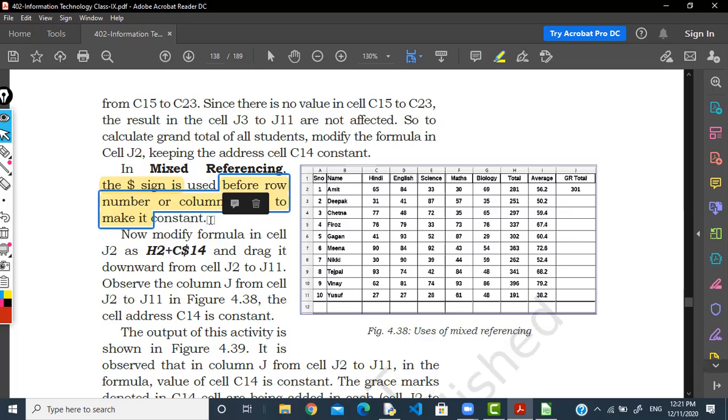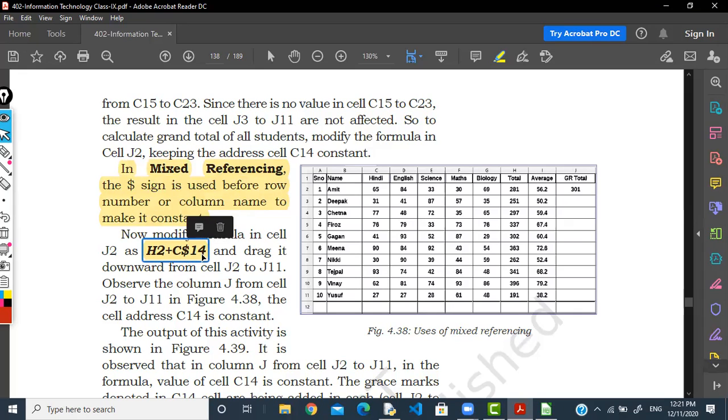And why are we using this? To make this whole component a constant. So in mixed referencing, we use the dollar sign before the row number or column name to make it constant. What is the meaning of making it constant? It means that whenever you drag such a formula, because I have written $14 here, the row number will be constant here.